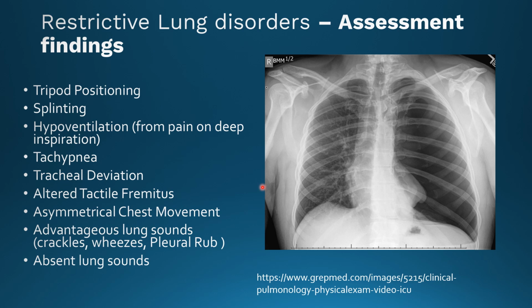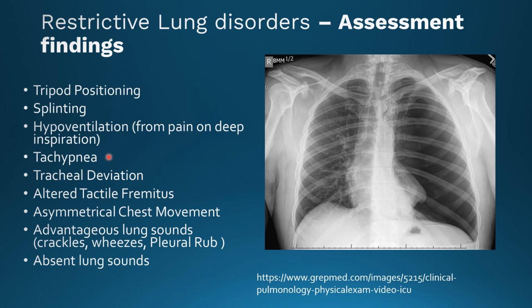So we'll typically find these patients also sitting in the tripod position, so leaning forward, trying to open up those airways naturally. They may be splinting. They may be hypoventilating because they are not able to take deep breaths in if they find it quite painful. They might also be tachypnic. They may have some tracheal deviation that is more specific to a hemothorax or a pneumothorax.